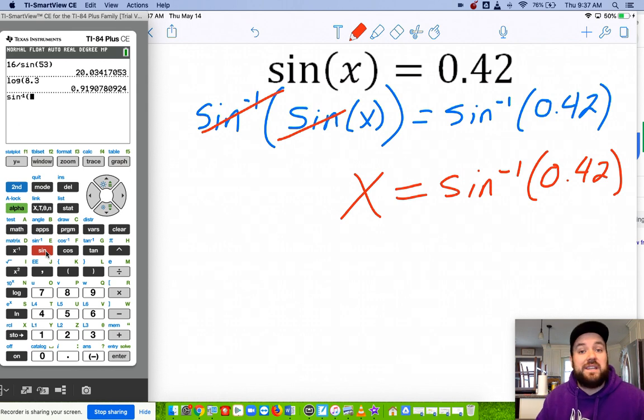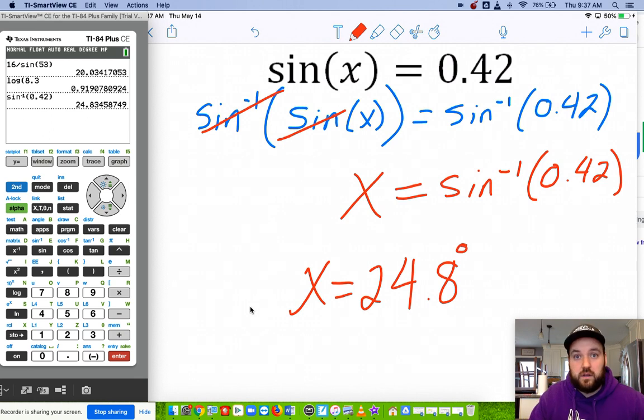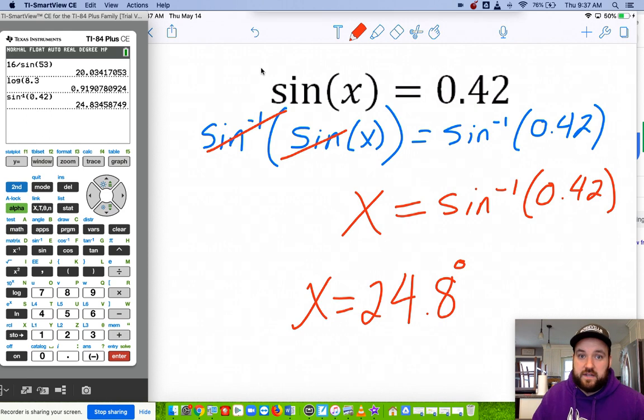Now, if you're using inverse sine, the answer it gives you will be an angle. What you type in the parentheses is either a decimal or a fraction. In this case, I'm going to type 0.42 because that's the value I was given. And it says 24.8, which means x is equal to 24.8 degrees. So this is actually an angle measure that the calculator is telling me.